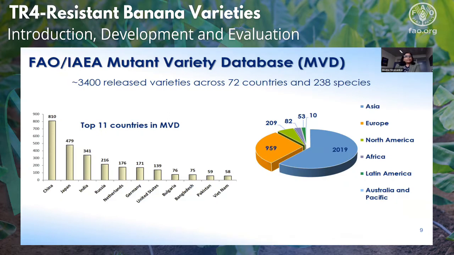This database at present holds more than 3,400 voluntarily contributed records of mutant varieties released across 72 countries and 238 species, the majority of which are from Asia, followed by Europe, and then North America, while Africa and Latin America are just coming along. These varieties are cultivated mostly in Asia Pacific and in other regions as well, but the seed systems are not as rigorous in some of the places which we are trying to support.